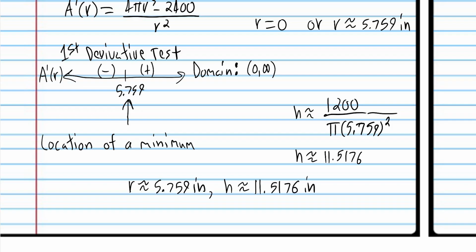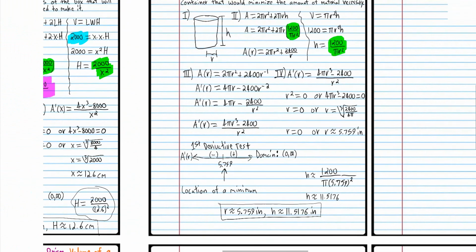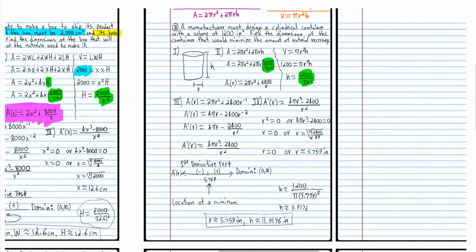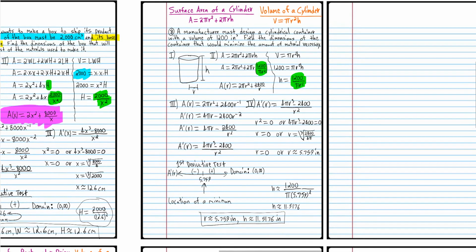11.5176 inches. So notice that the height, again, just happens to be about double the radius. I know that this is a very similar problem, almost the exact same problem that we already did, but again, I'm purposely doing problems that are the same over and over again so you can get a feel for how the methods work.